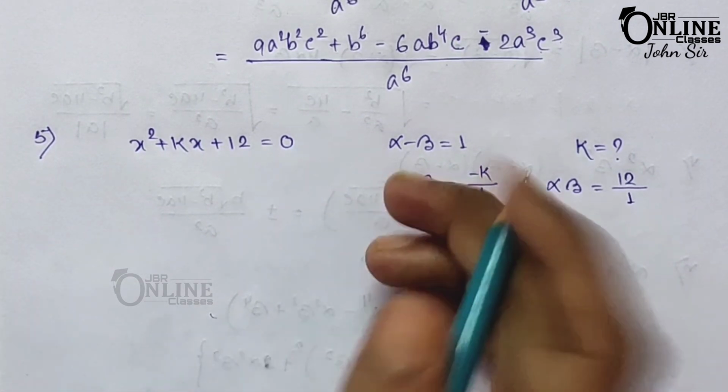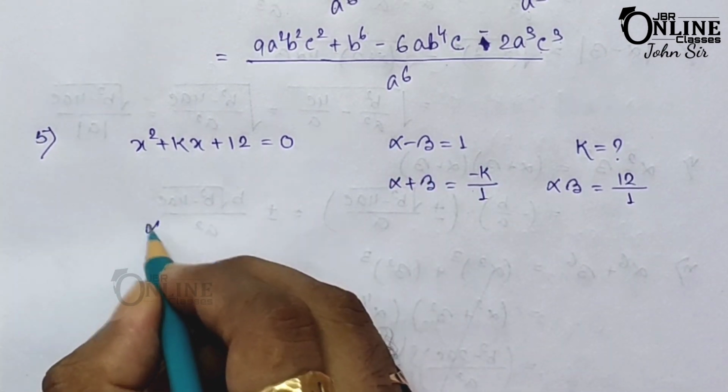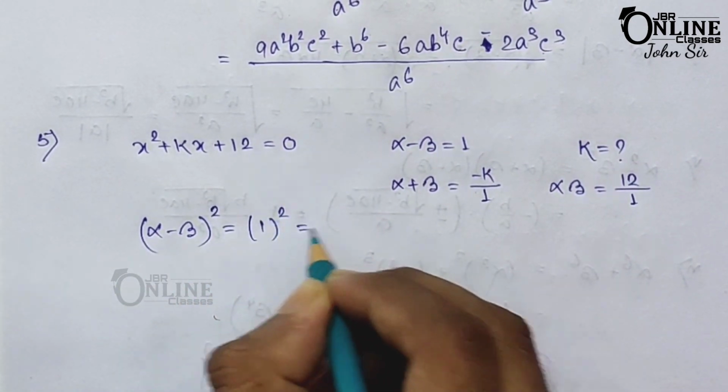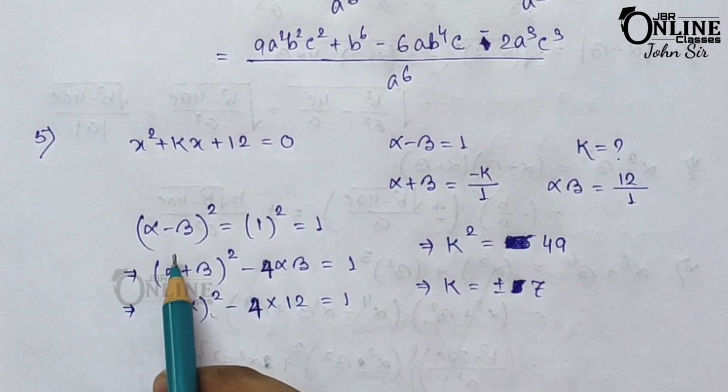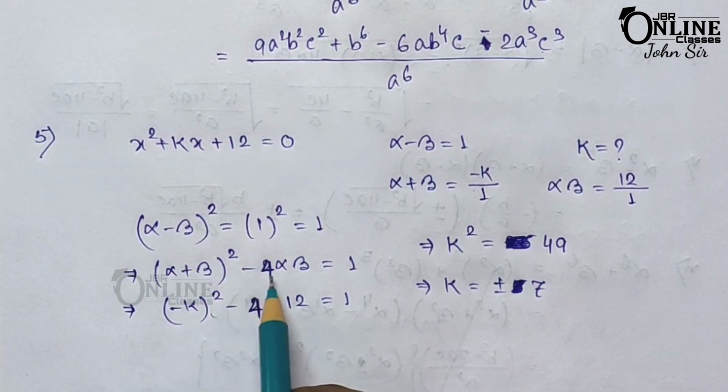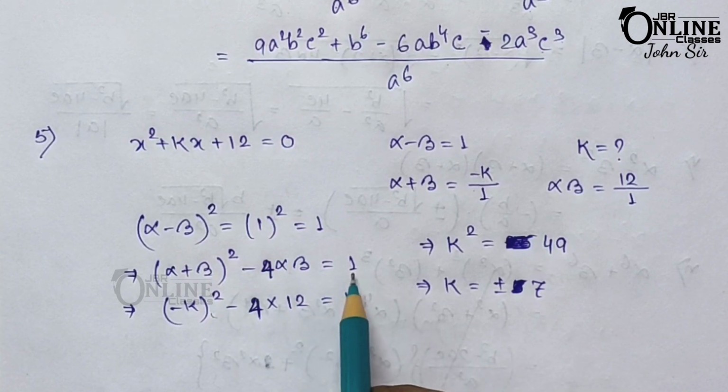Okay, so now as you know the formula, alpha minus beta whole square equals here 1 square, that means 1. So now alpha minus beta whole square equals alpha plus beta whole square minus 4 alpha beta, that equals 1.